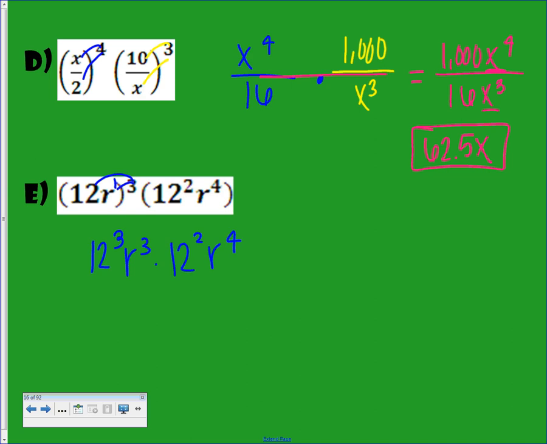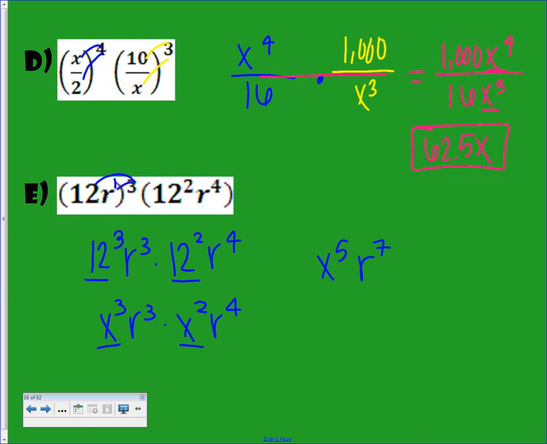Okay, so this is kind of an interesting situation where I have a 12 and a 12, a number, acting like a base. So what I'm going to pretend is that those 12s are x's and say, okay, that's x to the third, r to the third, times x squared, r to the fourth. So I'll take a look at my x's. I have two different bases, which means I'm going to add them. So that's going to give me x to the fifth. Same thing with the r's, r to the seventh.